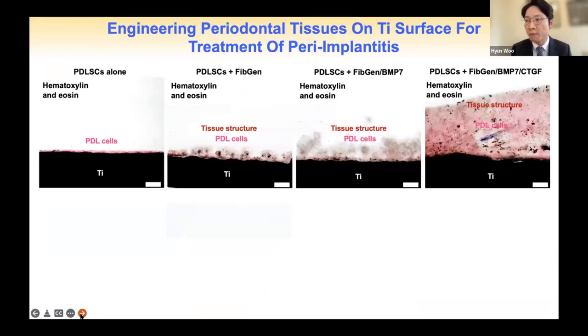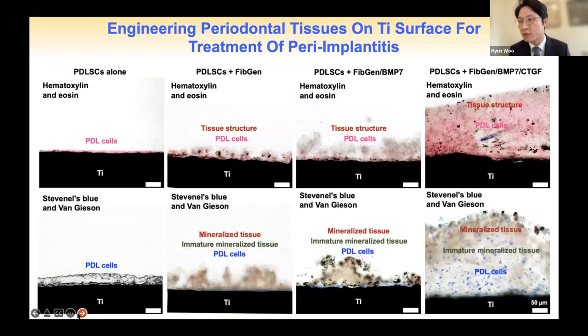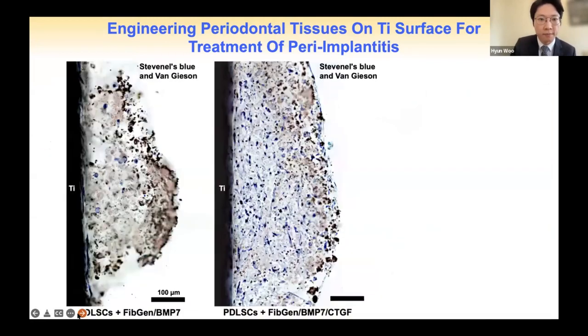H&E stain showed the most tissue formation in the presence of CTGF compared to other groups. PDL-SC alone showed 2 to 3 layers of PDL cells well attached to the titanium surface. Steven's Blue and Van Gieson stain also showed tissue formation in 3 groups, and PDL cells in blue in the PDL-SC alone group. So both H&E and Van Gieson stain show mineralization in the presence of fibrinogen-apine hydrogel compared to PDL-SC alone.